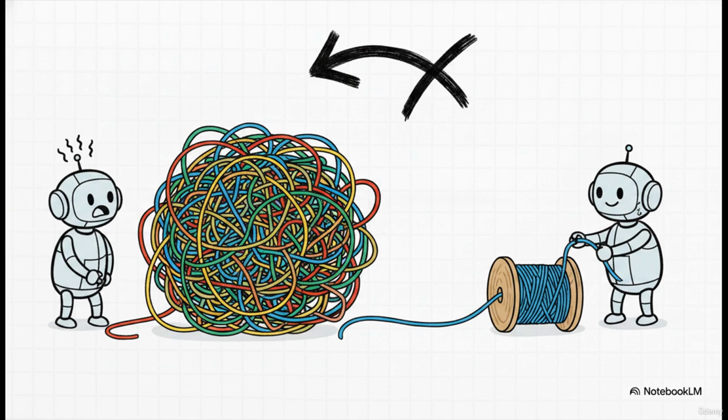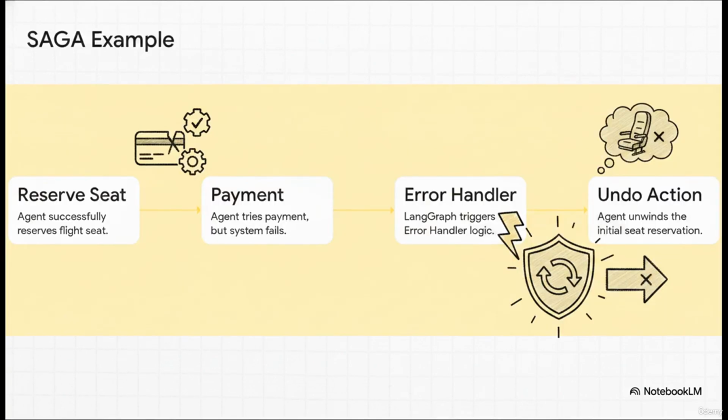Imagine your agent is halfway through a super complicated job and just hits a brick wall. It's kind of like having a tangled ball of yarn. You can't just press a simple Control-Z or an undo button to fix it all at once. You have to carefully, methodically unwind the yarn step by step. Let's walk through an everyday task that we've all probably experienced, booking a flight. In step 1, the agent successfully reserves your flight seat. Awesome. In step 2, the agent tries to process your payment, but the airline's payment system is down and it fails. If we just stopped the program right here, your seat would be stuck in some weird internet limbo state.